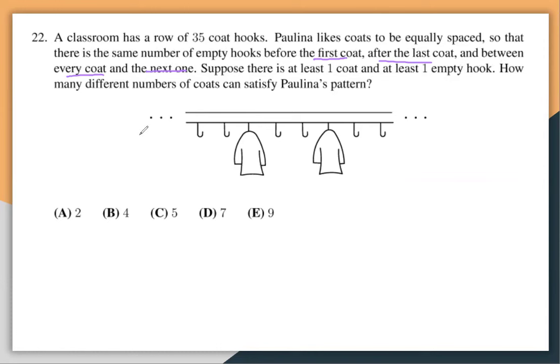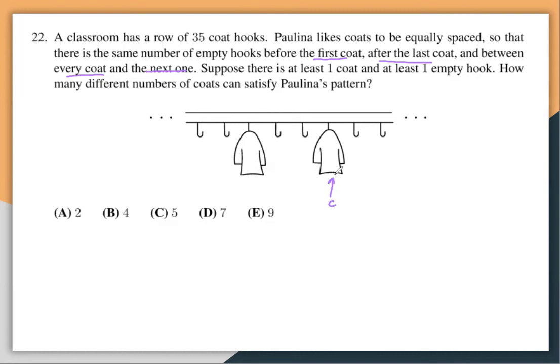Okay, we can start with maybe leaving 1 empty in front and then skipping, putting 1, and doing it that way. But I'm going to try something a little bit different. Let's say we have C number of coats. In this case, we have 2 based on the figure.